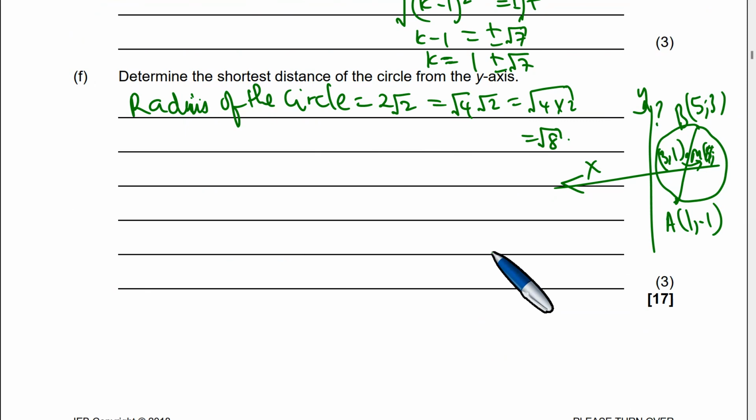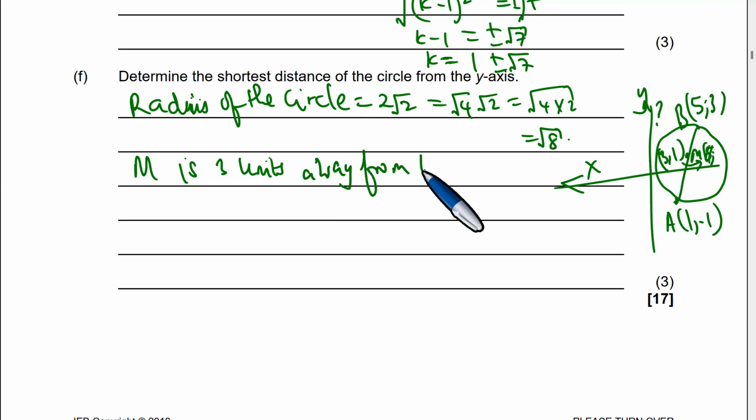How far is M from the y-axis? M is the center. The y-axis is here. How far is it? So M is 3 units away from the y-axis, because we have the coordinates 3 and 1. So it's 3 units away from the y-axis, by using the x component horizontally.